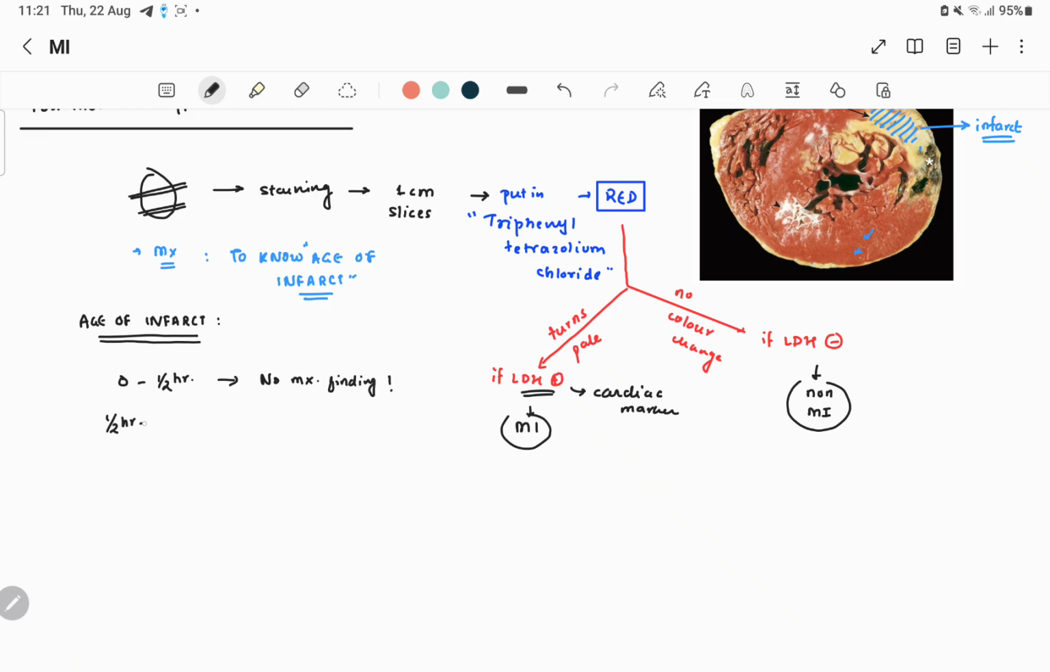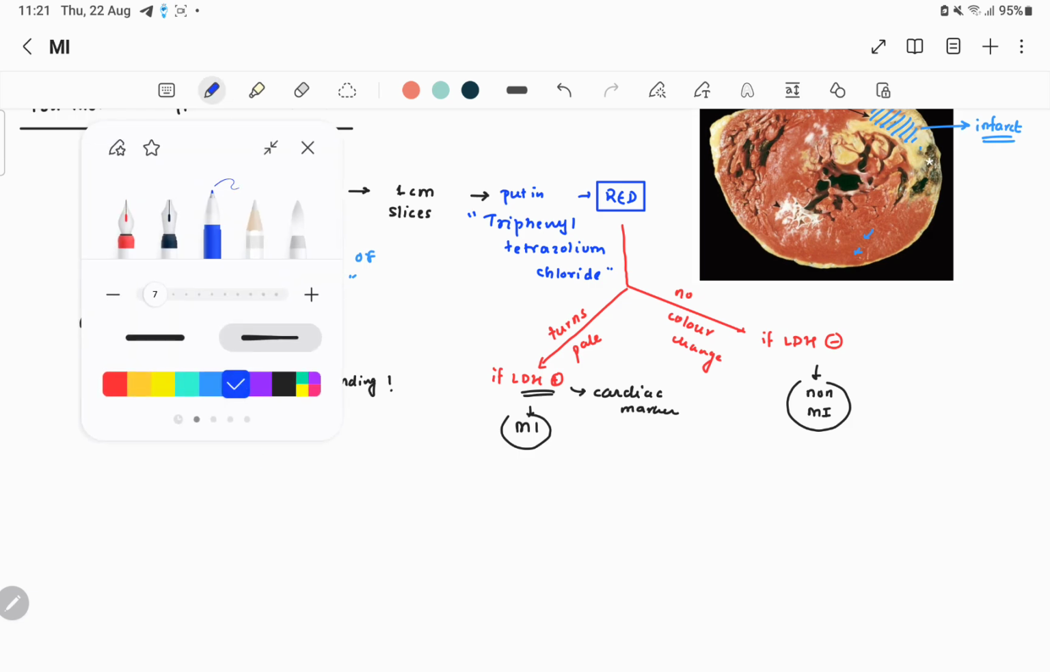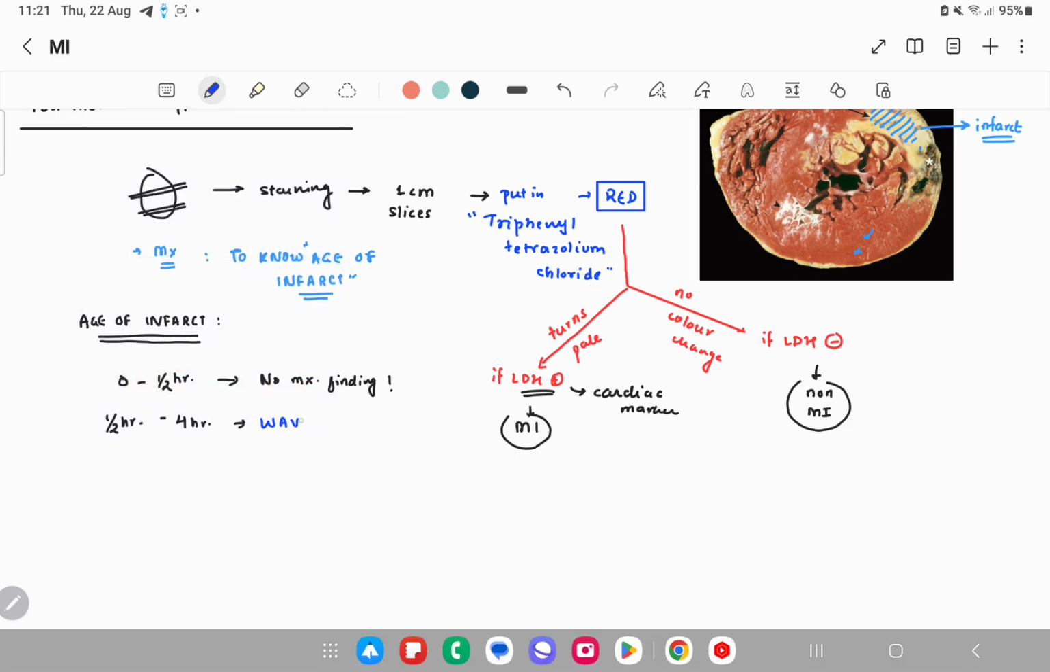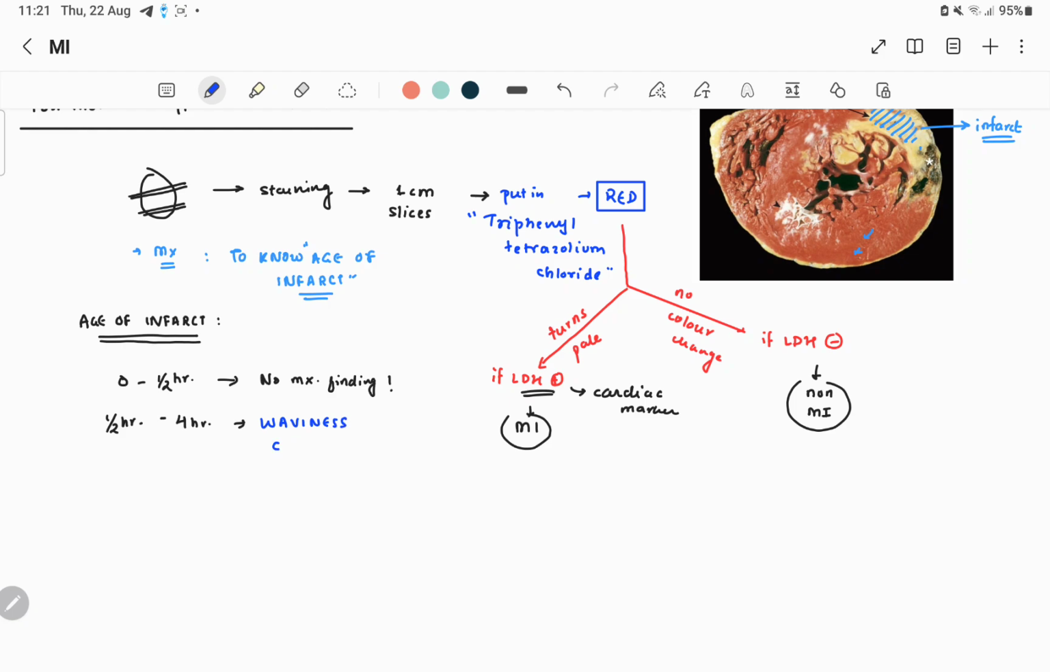Half hour to 4 hours, the first finding appears. Your half hour to 4 hour, the first signs appear, and this is called as the waviness of fibers, basically. Okay, so fibers become wavy. This type of fibers become like this. This is also called as the buckling effect.